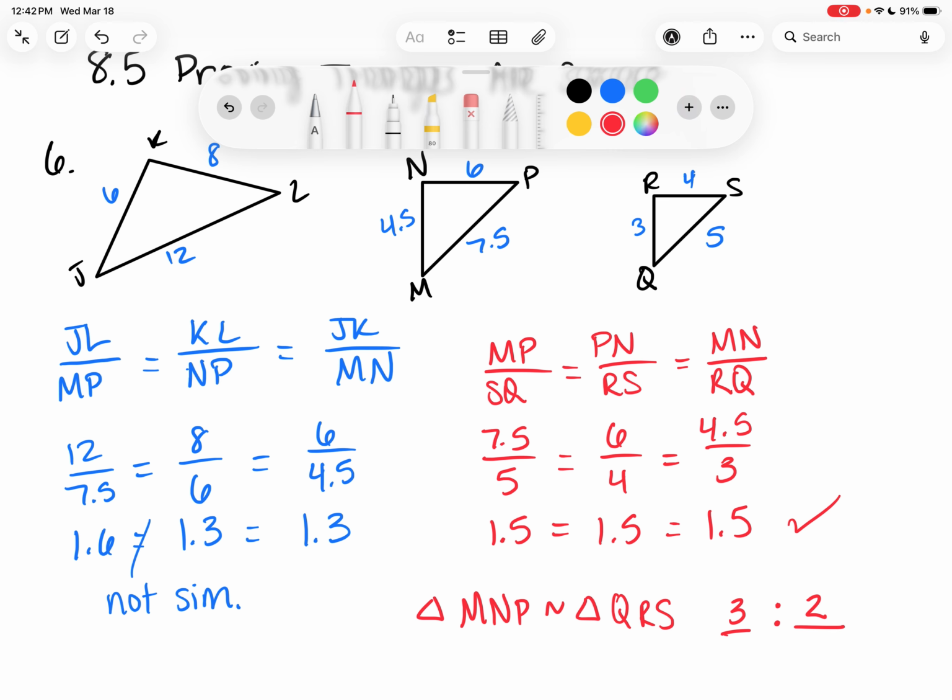So now I found the one that's similar. I don't need to keep going. If that one didn't work, then I would compare the first and the last one. And if you get to the point where none of them work, then you need to check your math because you've probably done something wrong.